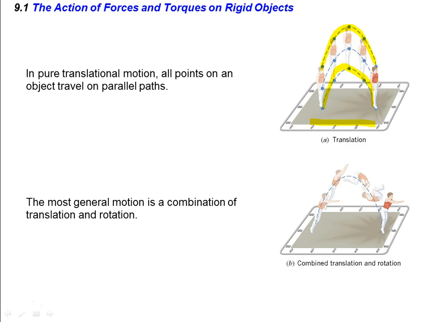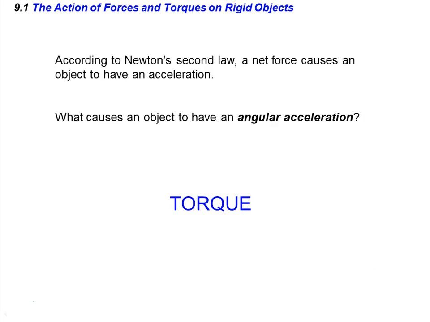But in most cases, we actually have a combination of translational motion with rotation. So as we move, the entire body may move in a parabolic path, but the body is rotating within that parabolic path. And so what causes this rotation? Just like force causes a translational motion, there must be something that causes an angular motion or a rotation, and that angular acceleration is caused by what we call torque.